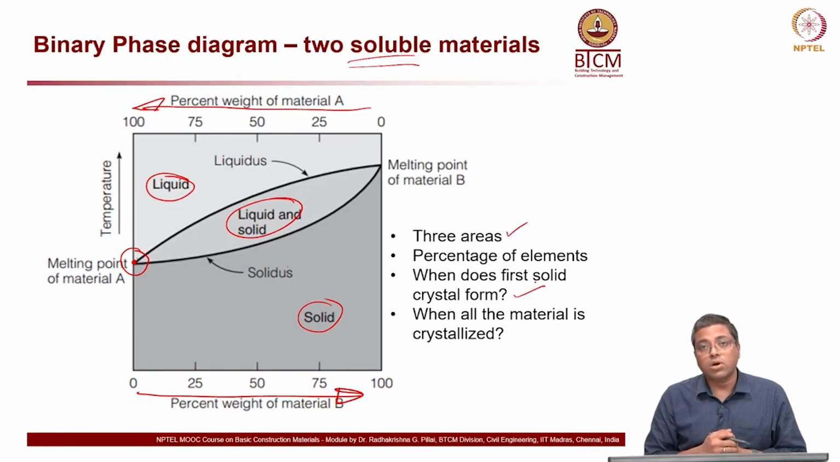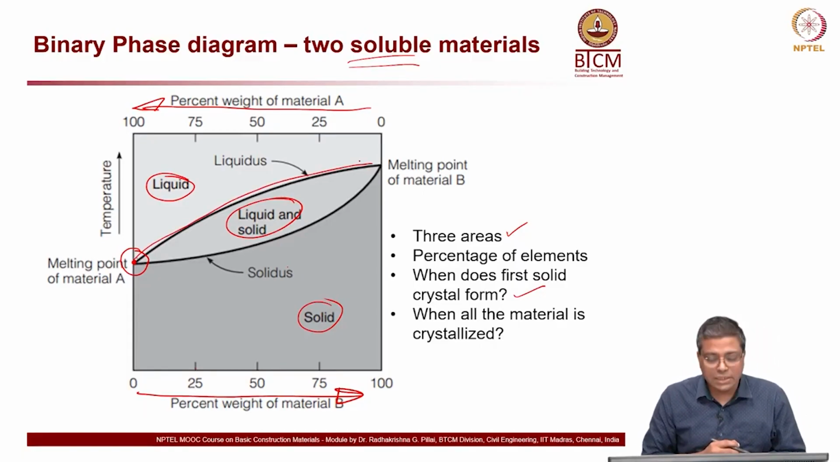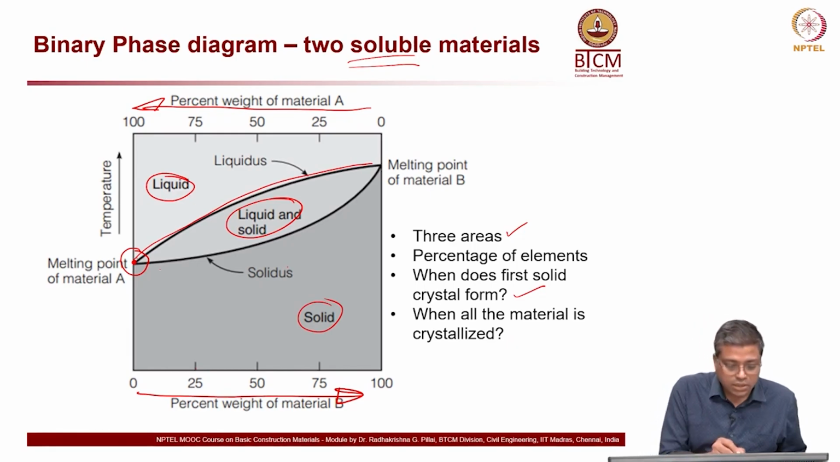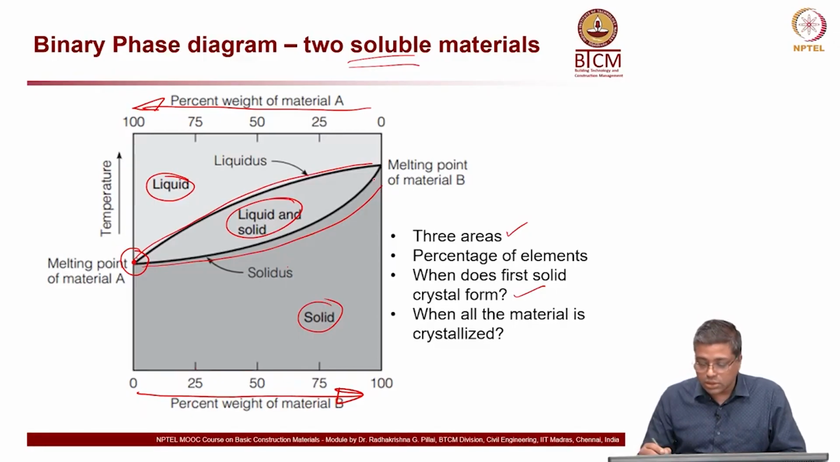When does the first solid crystal form? When the temperature decreases from top down, the first solid crystal forms when it goes just below or touches the liquidus line, and when all the material is crystallized, that is the solidus line, where it becomes completely solid. So, that is clear now. This is liquidus and this is solidus.